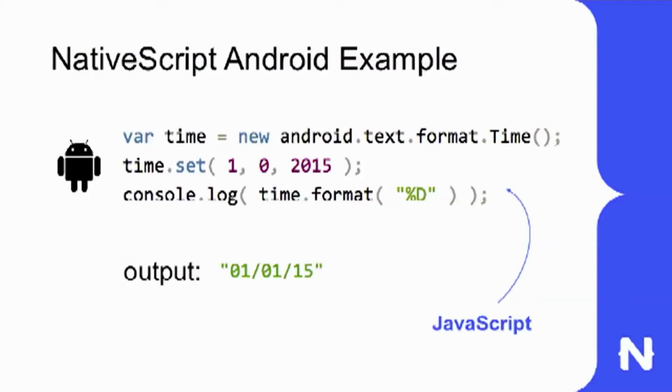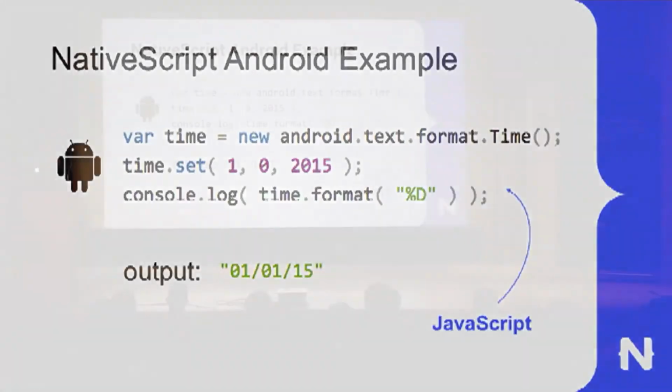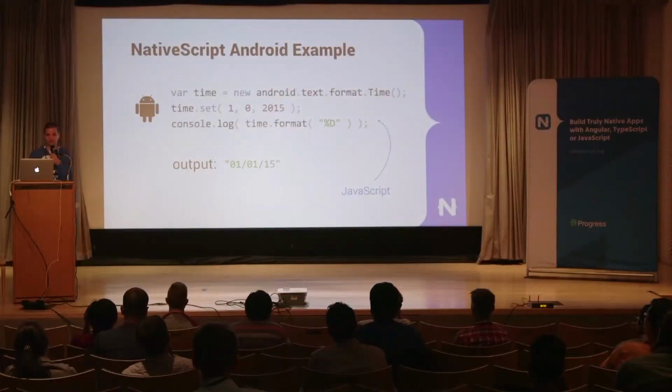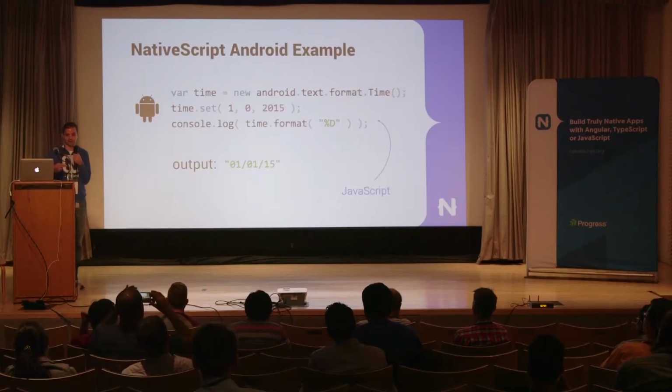And I'll give you a second to parse what's going on here, but we do have JavaScript code that's instantiating this Java Android text format time object, calling the set method and returning the time.format method, right? Okay, that's all right.